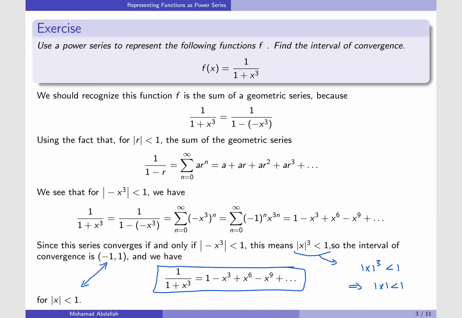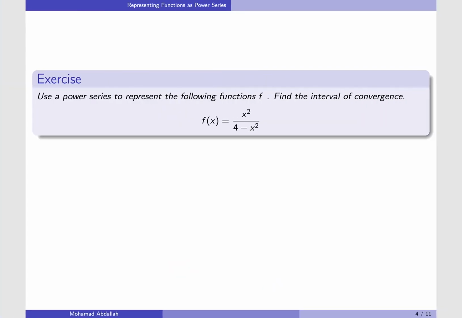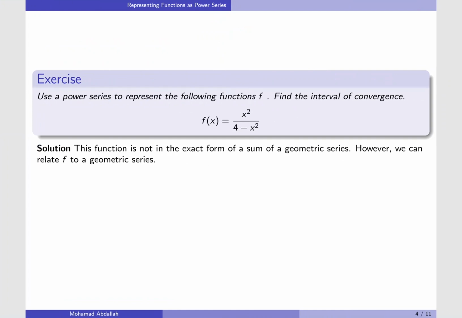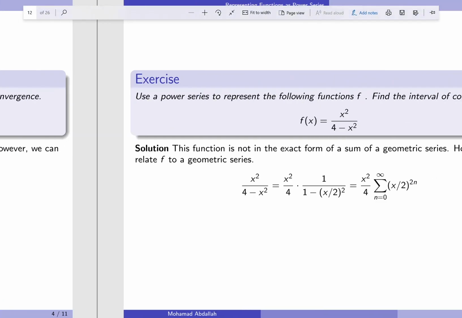Let's consider another problem. Suppose that now I have the function f of x equal x squared over 4 minus x squared, and I would like to write this as a power series, and I want to find the interval of convergence. So again, the trick is the same. I want to use the idea that 1 over 1 minus x is the sum from n equals 0 to infinity of x to the power of n. The function doesn't look exactly like 1 over 1 minus x, but we can make it look like that.